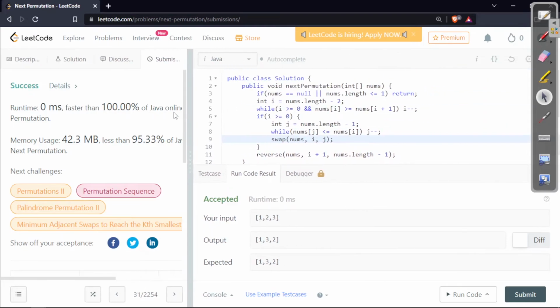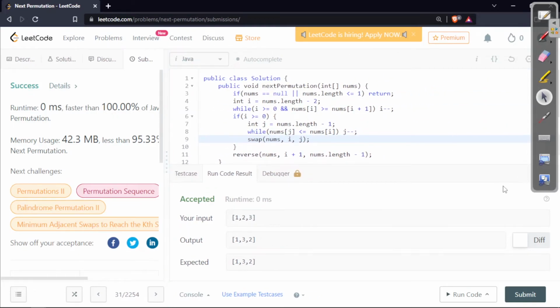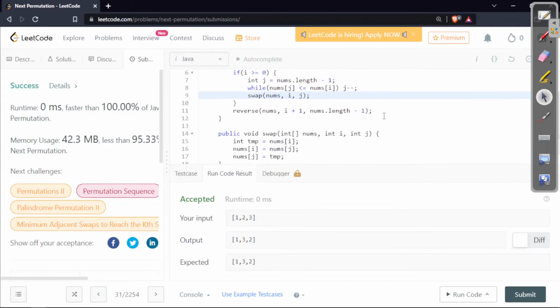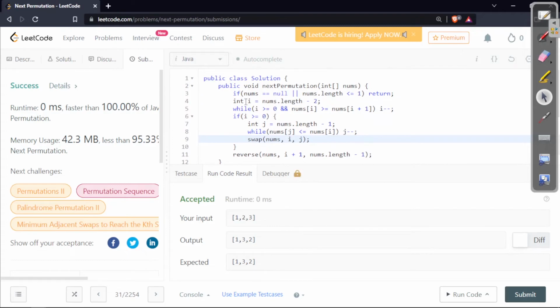So I hope you get the solution. This was a pretty great question, and this question actually comes in interviews. So practice this question a lot, and try to understand the intuition behind the algorithm. The algorithm is kind of easy.